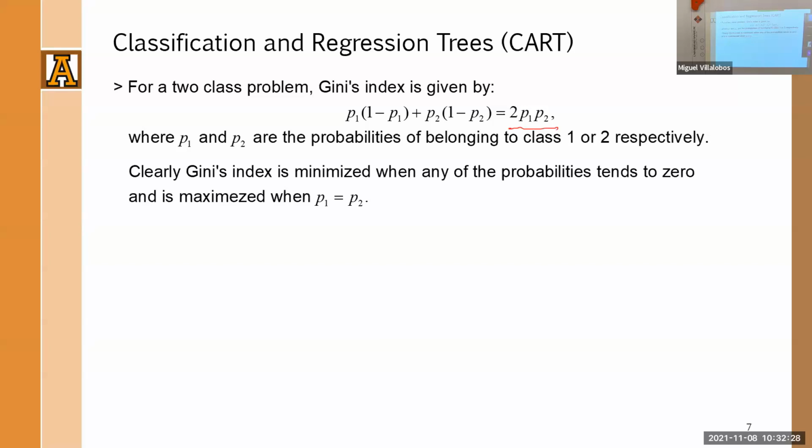That's when Gini's index will tend to 0. What will be the maximum value? When will the Gini's index be a maximum? Remember when you studied the binomial distribution? What was the most pessimistic estimate of variance?